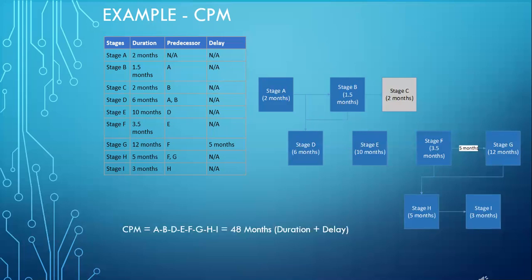We have not covered stage C because stage C is the last node passing from stage B, and the shortest route is A, B and C, that is 2 plus 2 plus 1.5. Hence the CPM is A, B, D, E, G, H and I.